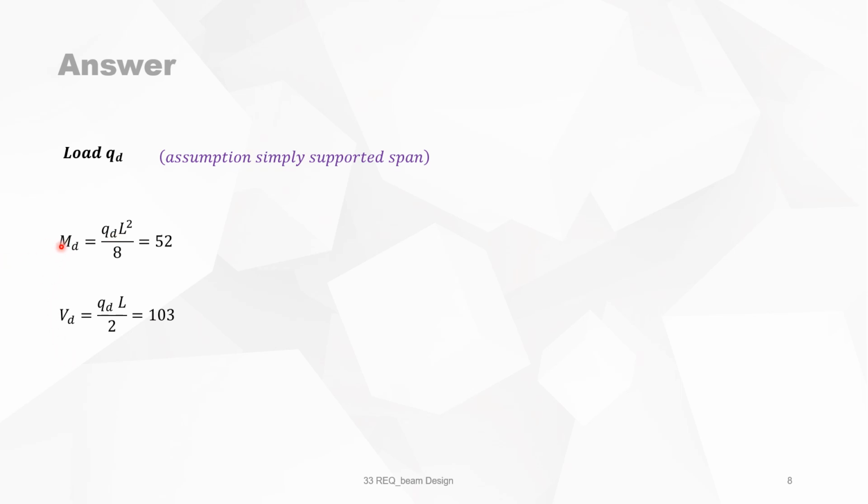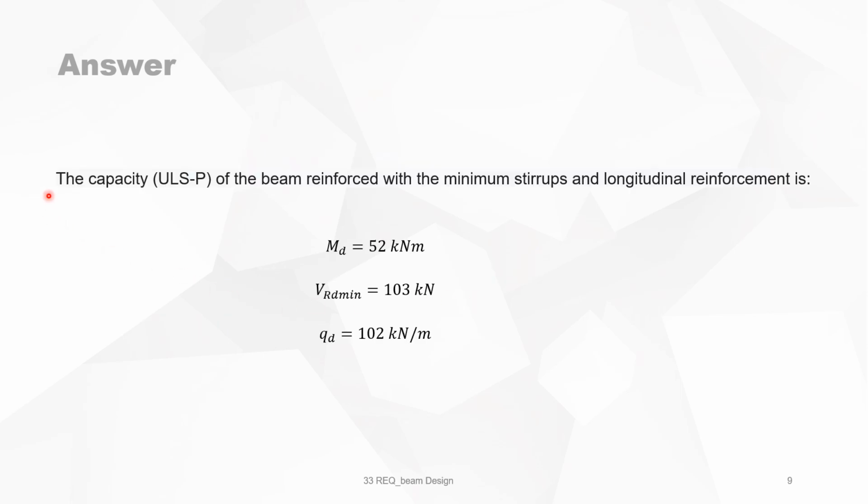But we have two equations, and we can now eliminate the span from the two equations and find QD. And QD is then, of course, equal to 2 times the shear force squared divided by 8 times the bending moment. And it gives you 102 kilonewton per meter. So the capacity in ultimate limit state of the beam reinforced with minimum stirrups and minimum longitudinal reinforcement is for the bending moment 52, for the shear capacity 103, and for the load 102 kilonewton per meter.